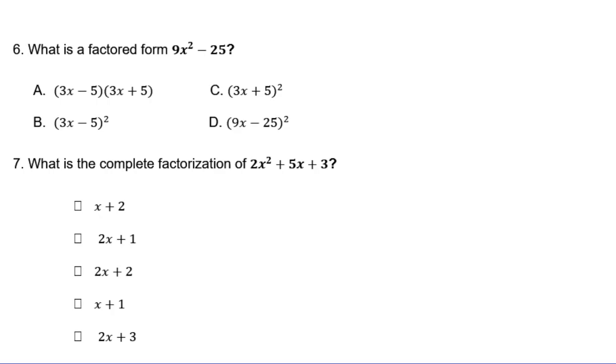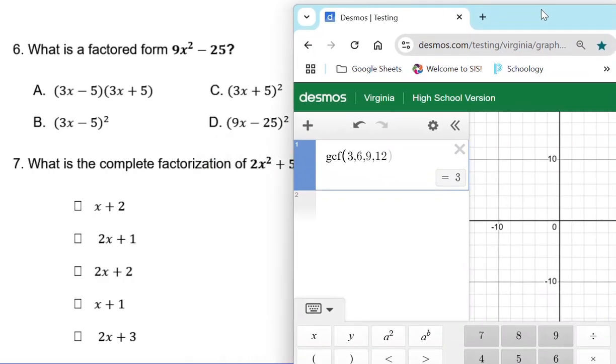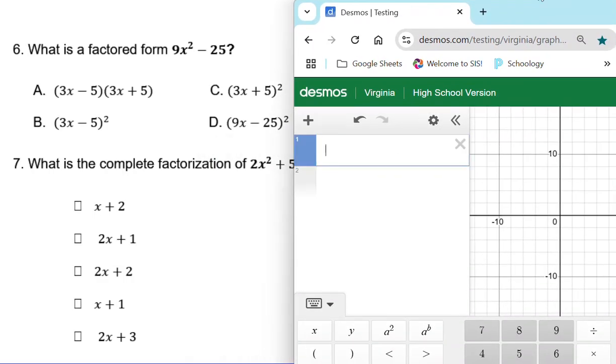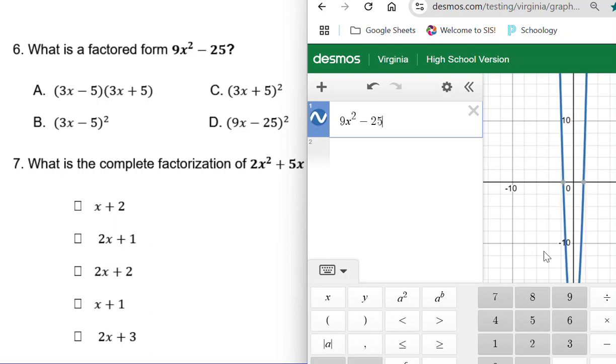You know, we can definitely just use Desmos and be done with it. Yeah, let's do that. And then I will go ahead and do this by hand as well, just to show you that. Okay, anyway, let's go ahead and put this in Desmos. I have 9x squared minus 25.